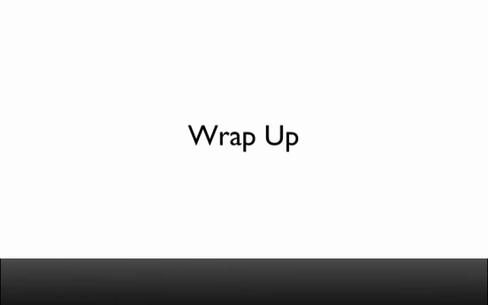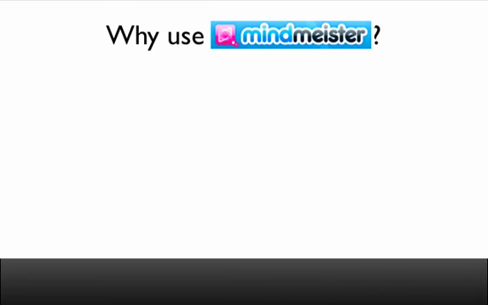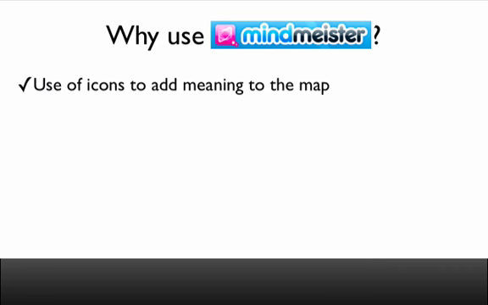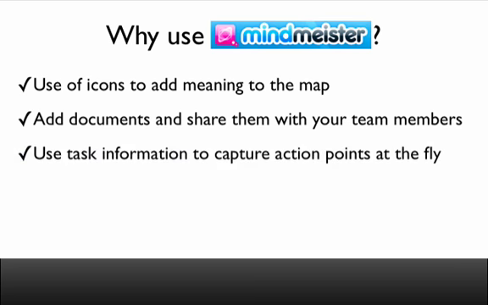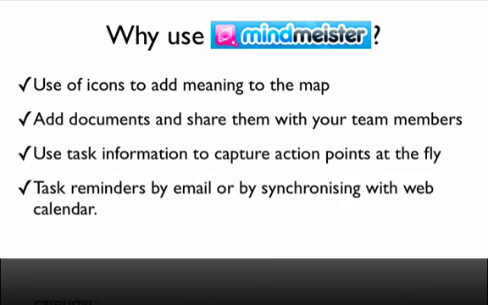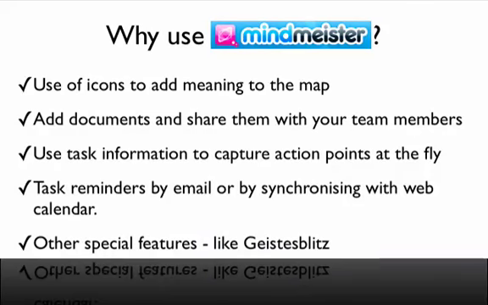Now let us do a quick wrap-up of the things I've shown you in this little screencast. So let's review some of the features we've discussed. First, there were the icons that could really add meaning to the map. We have also seen attachments that allow you to add documents to share them with your team members. We've seen task information to easily capture action points and task reminders by email or by synchronizing with web calendar by Outlook or iCal. And also other features like Geistesblitz.